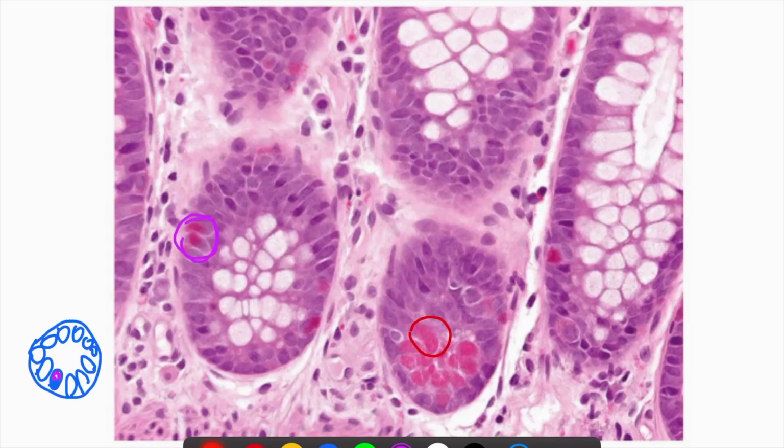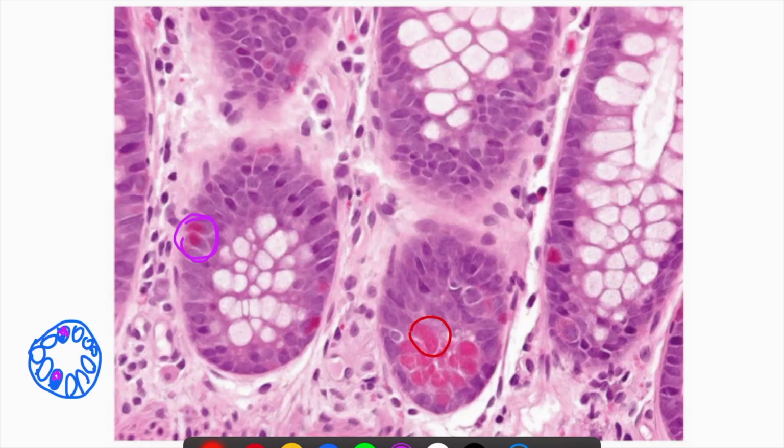In the endocrine cells, in contrast to the Paneth cells, the nucleus is arranged towards the lumen and the granules towards the basement membrane, towards the stromal end. So this is the basic difference between these two cells.